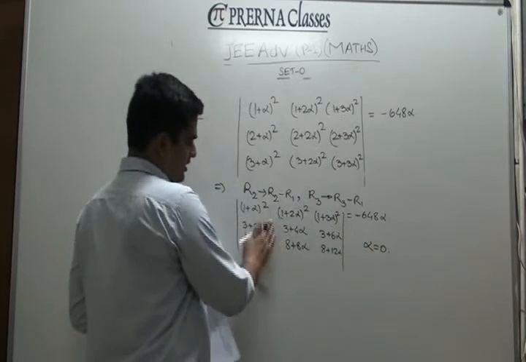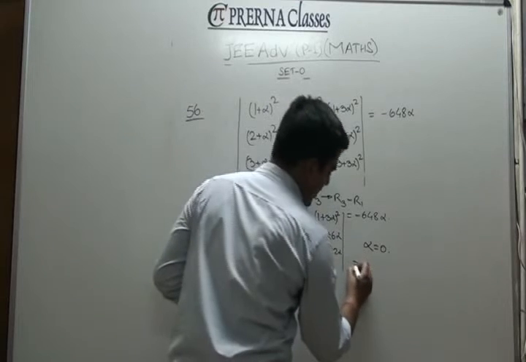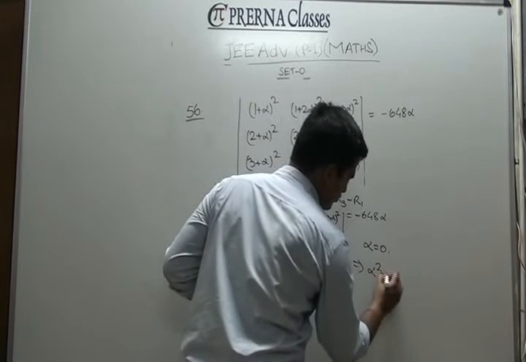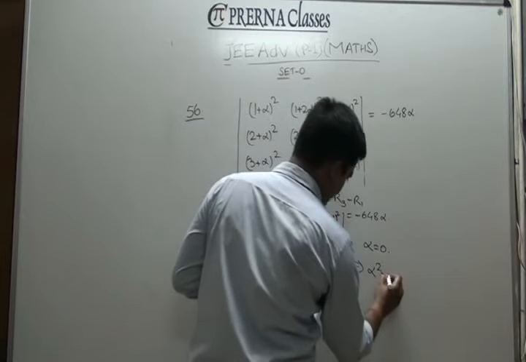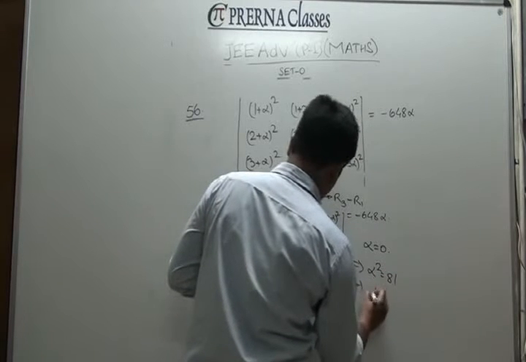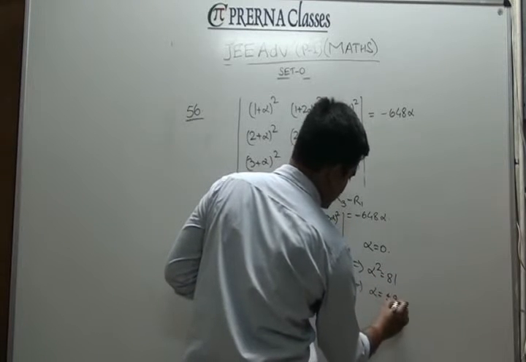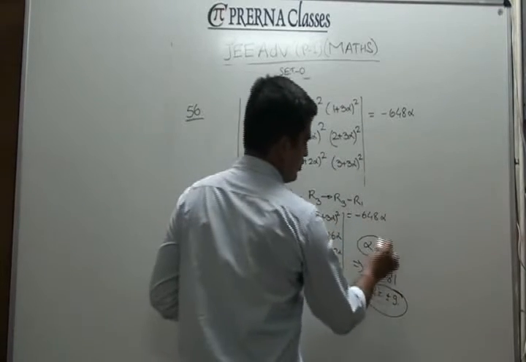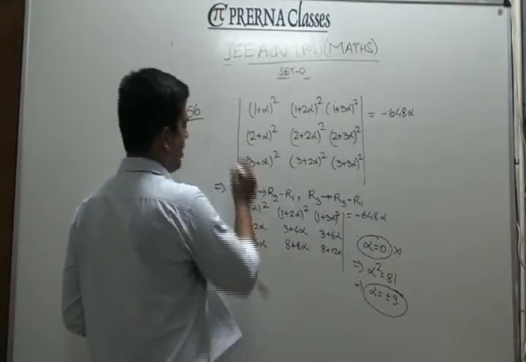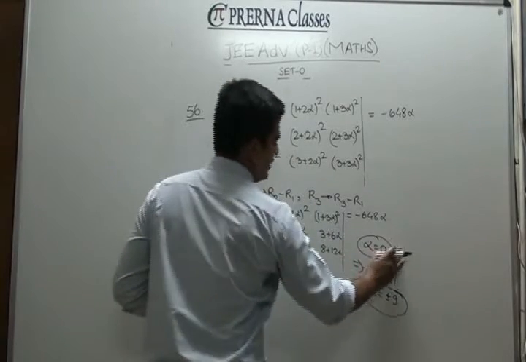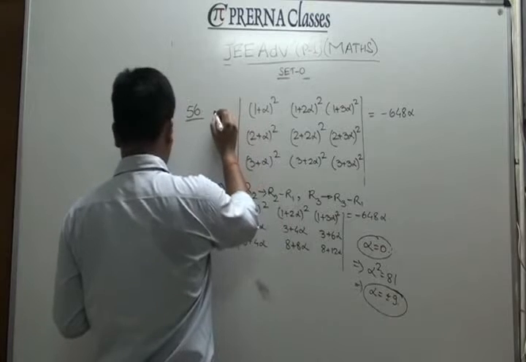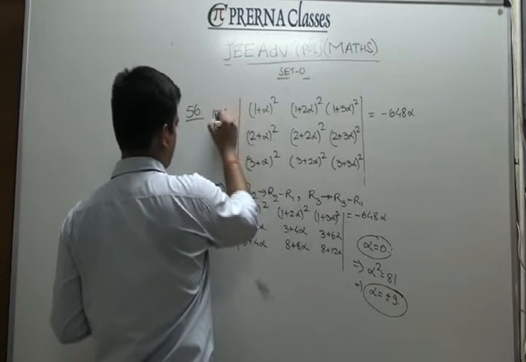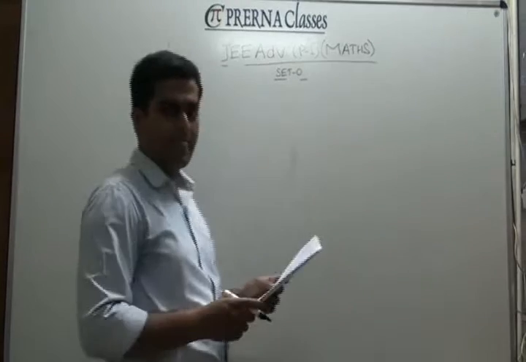In a similar way, if you take the difference of these two rows and expand, you will have alpha square equal to 81, which is going to make the value of alpha plus minus 9, which are the only options given there. Alpha equal to 0 was not given, so you have correct answer as only 9 and minus 9, which are the options B and C.